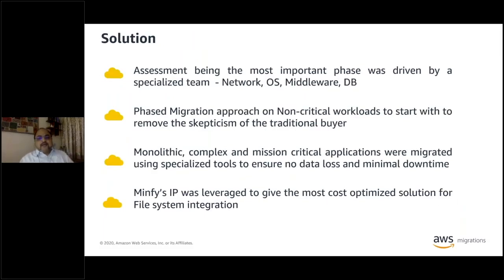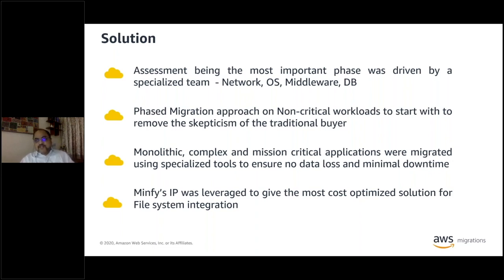Assessment was done initially by a very specialized team. We covered the network, OS, middleware, DBs and all. Okay, then came the phased migration approach. First, we moved all the non-critical workloads. Okay, so that the most important thing is when a DR happens, that the organization in totality has to get involved with it. So all these small non-critical things started slowly making everyone in the infrastructure get involved with the DR process. And finally, the monolithic, complex and mission-critical applications were migrated using specialized tools.